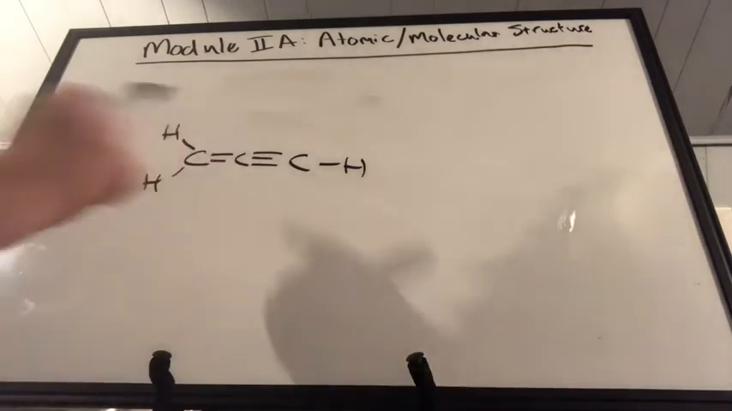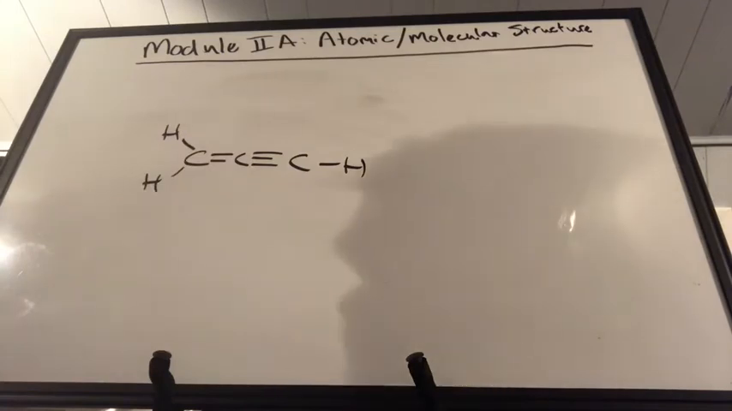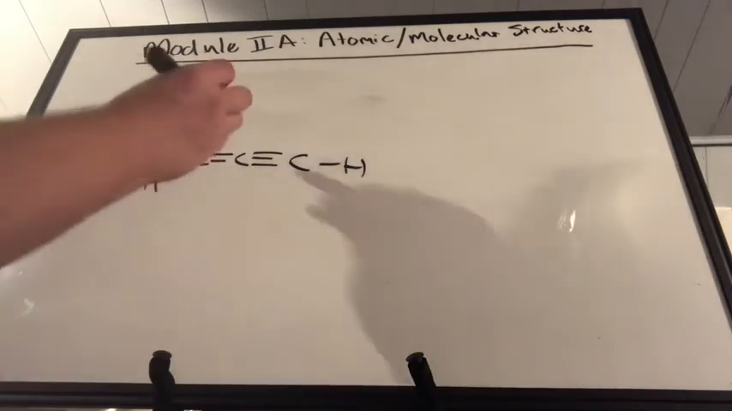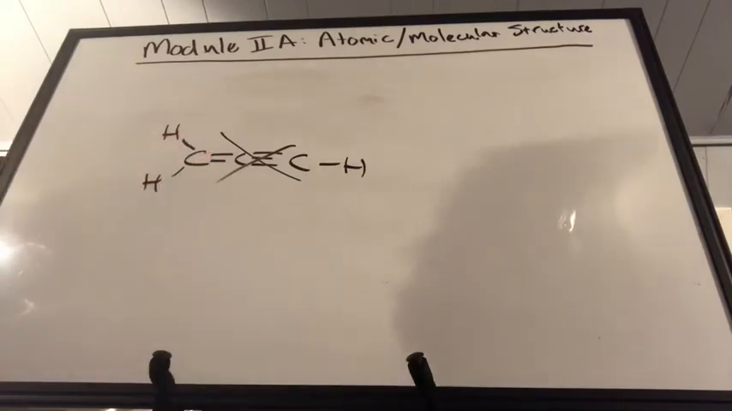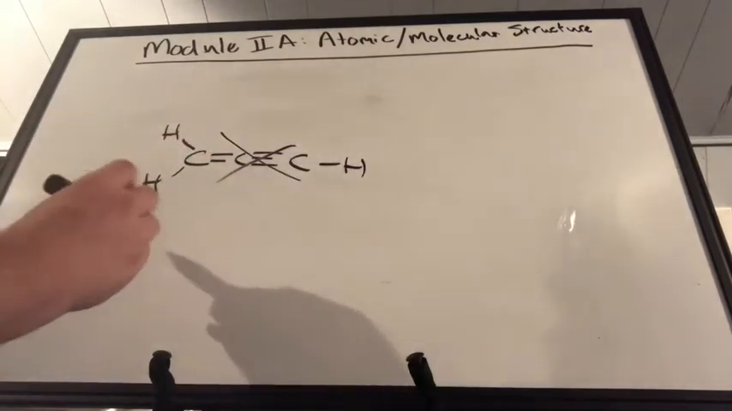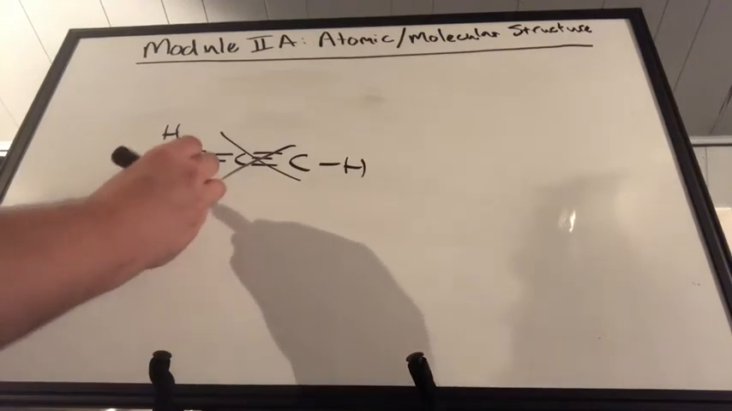Okay, so in other words, this isn't going to fly, all right? This is not a satisfactory Lewis structure. Again, there's beyond a full octet there. Okay, so let's look at another example here.